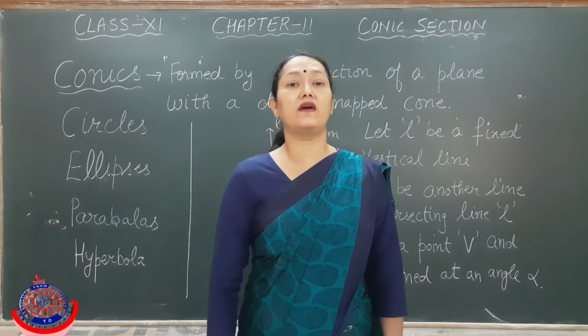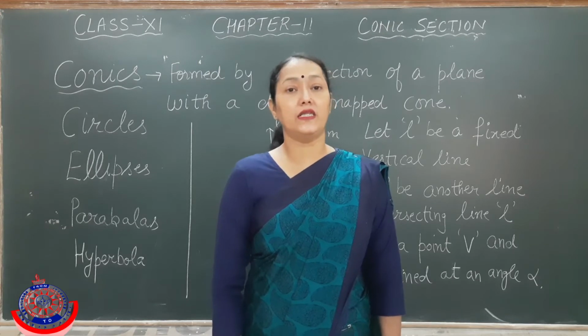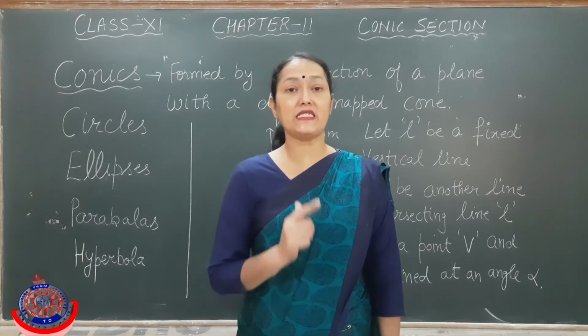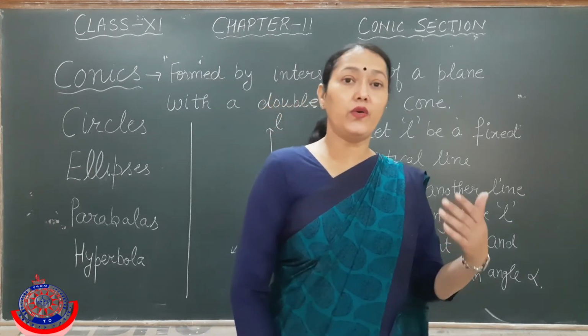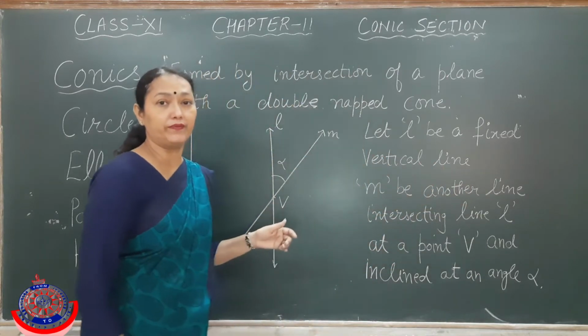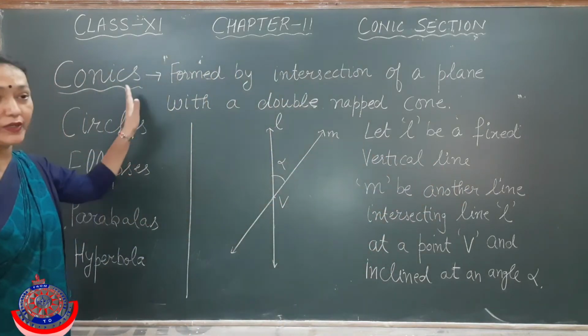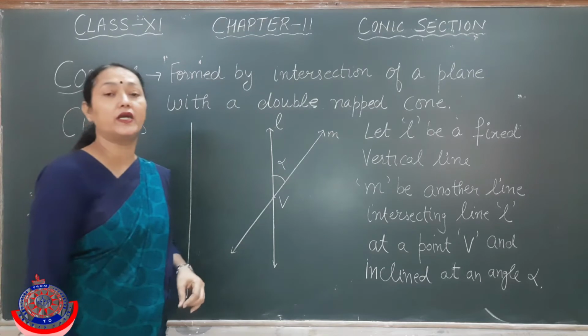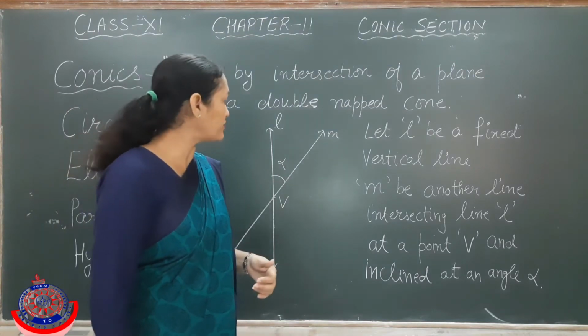Now how are these curves formed? Curves are formed by intersection of a plane with a double napped cone, and these curves are commonly known as conics. Now let us see how are these curves formed.